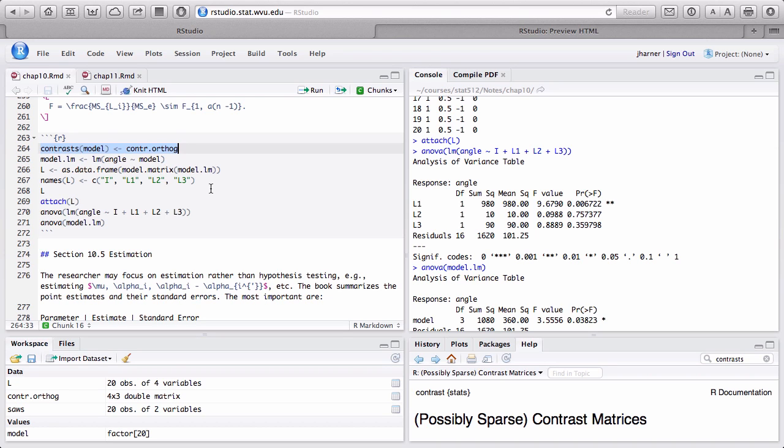I simply did extra ones to show you how to reproduce what's in the book, although the book doesn't actually have it for this example. They have it for another example. Okay, any questions?